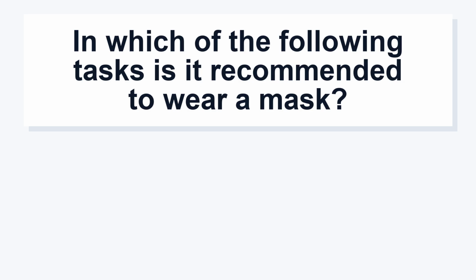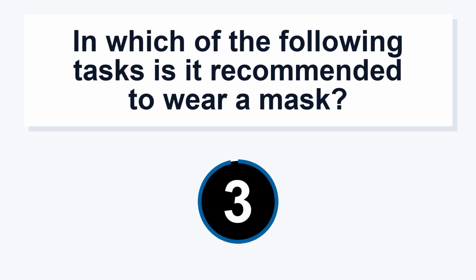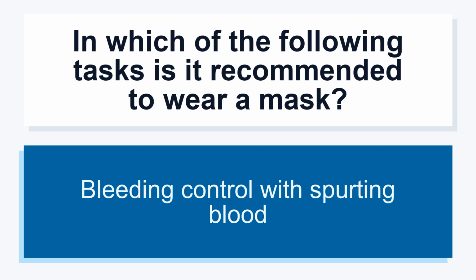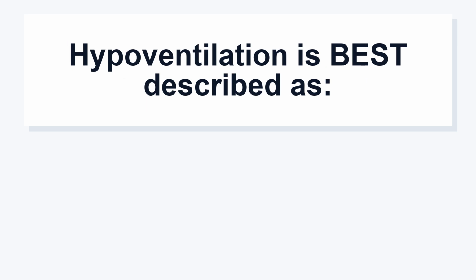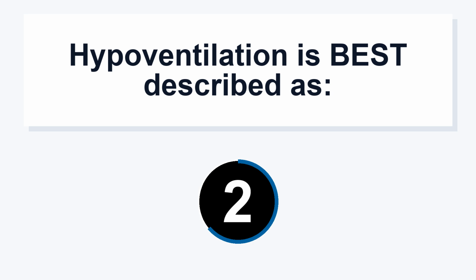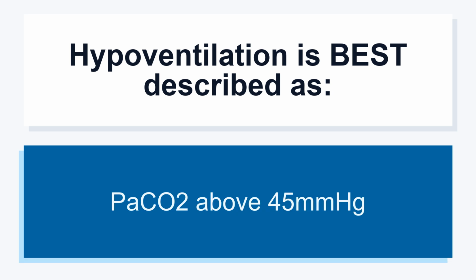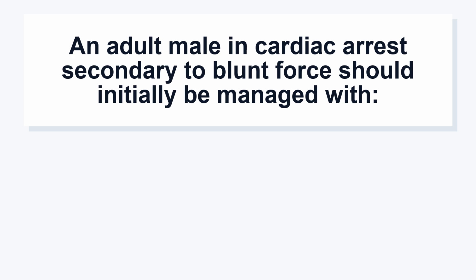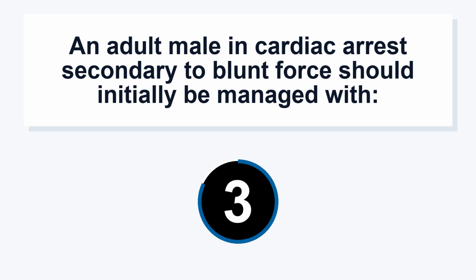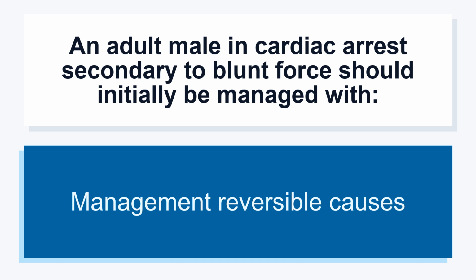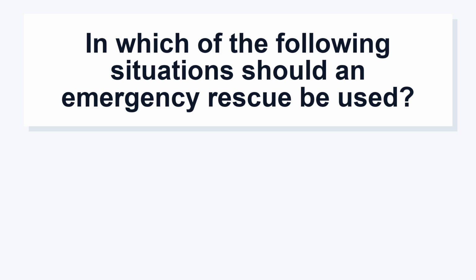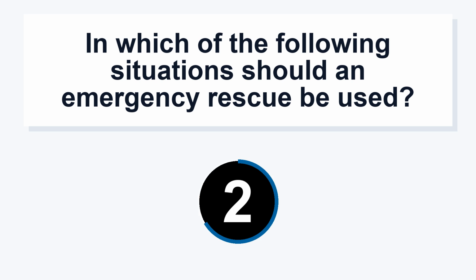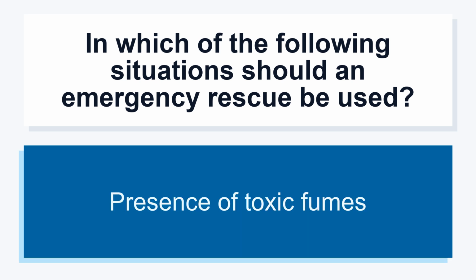In which of the following tasks is it recommended to wear a mask? Bleeding control with spurting blood. Hypoventilation is best described as PaCO2 above 45 mmHg. An adult male in cardiac arrest secondary to blunt force should initially be managed with management of reversible causes. In which of the following situations should an emergency rescue be used? Presence of toxic fumes.